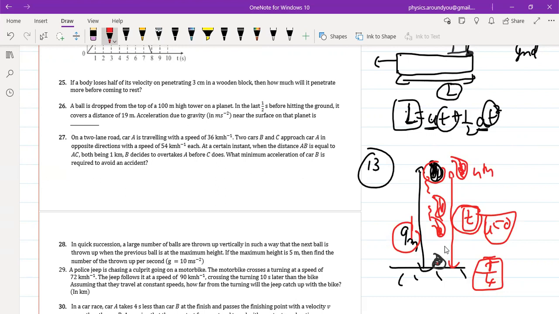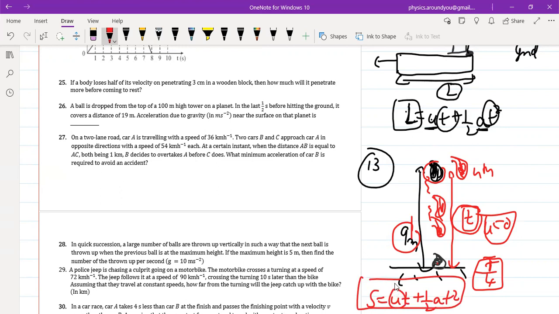How will you calculate the distance between the second and the third at that instant? That is where again you will have to use S equal to ut plus half at square. U for the second one is 0. U for the third one is also 0.